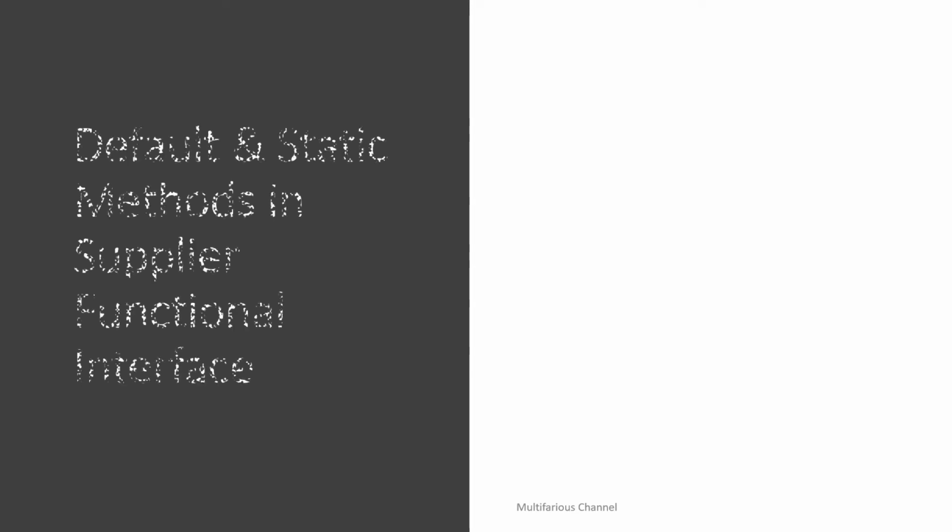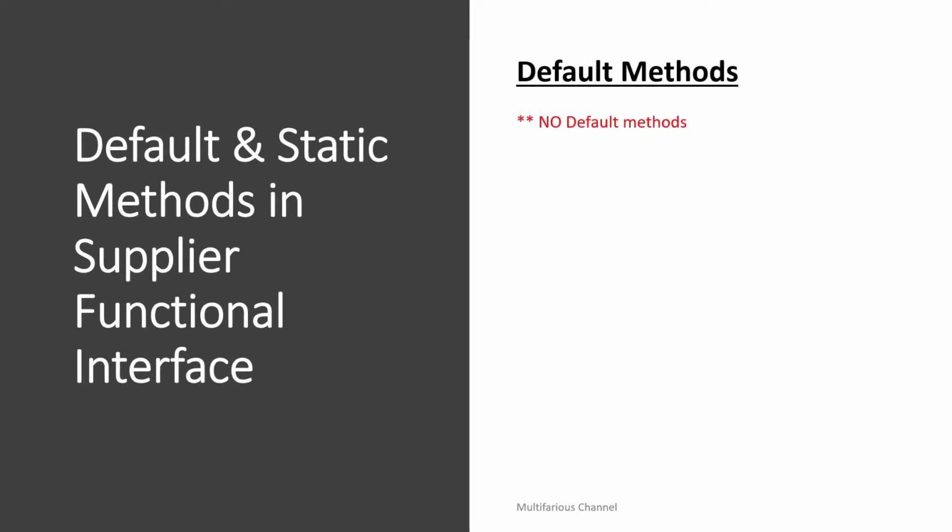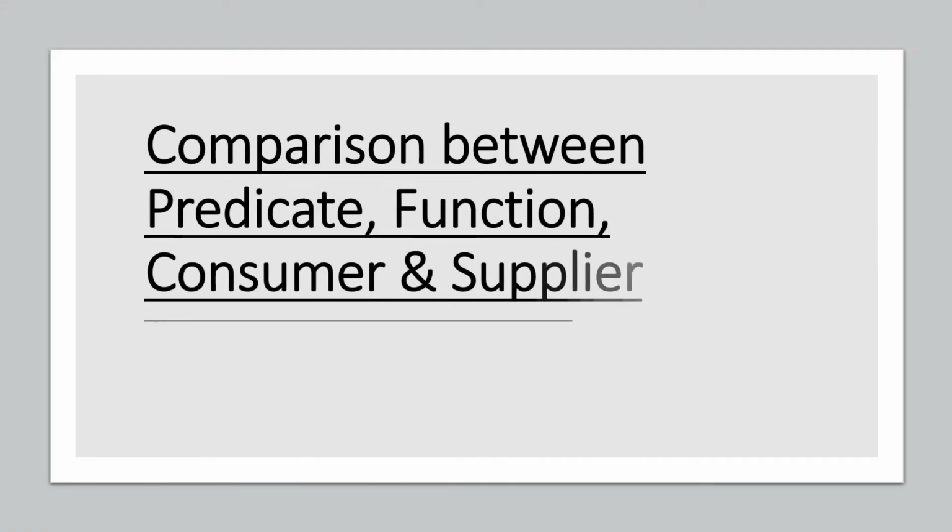Other than the abstract method get, supplier does not contain any default and static method. That is, there are no default methods and there are no static methods in the supplier interface. And since there are no default methods in the supplier interface, there is no such concept of supplier chaining or supplier joining. Now let's look at some of the differences between predicate, function, consumer, and supplier.